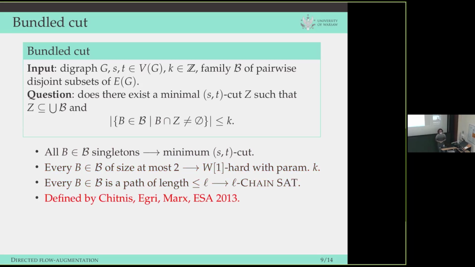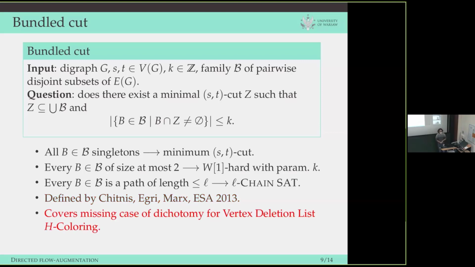So in a 2013 paper, Hols, Egger, and Marx defined this problem of chain SAT when the path is bounded, when every bundle is a bounded length path. In this W[1]-hardness proof, it's really important that the two edges are completely independent. They are very far apart in the graph. But if your bundle is just a short path, then the FPT status was open for a long while. And surprisingly, the reason why they defined it, they were not looking around for the next cut problem to solve, but they were actually solving something completely different, list H-coloring problems, so homomorphism type problems.